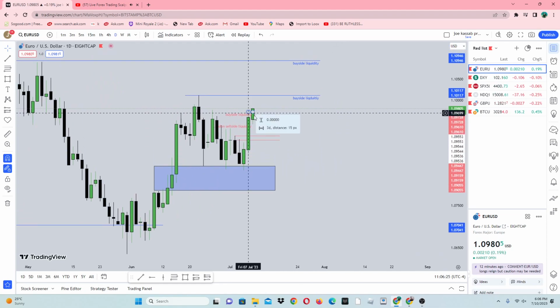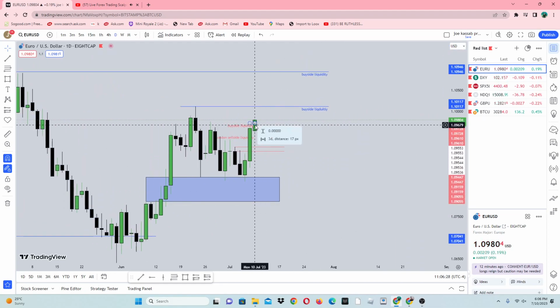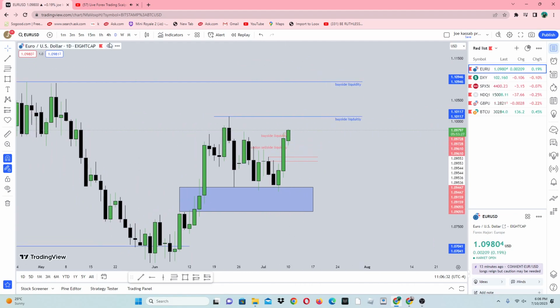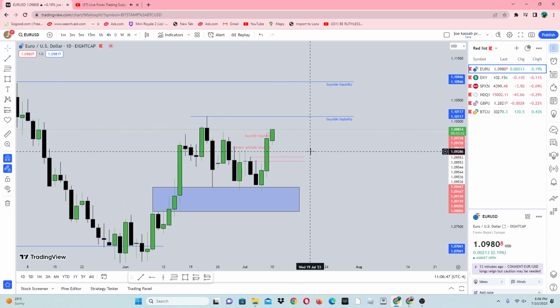Okay, we had a sell-off on Friday, and as you can see now on Monday we took the buy side liquidity of Friday. But before we took it, I took a trade, and because I have my daily bias bullish, I took a trade, and I took my take profit at this buy side liquidity.